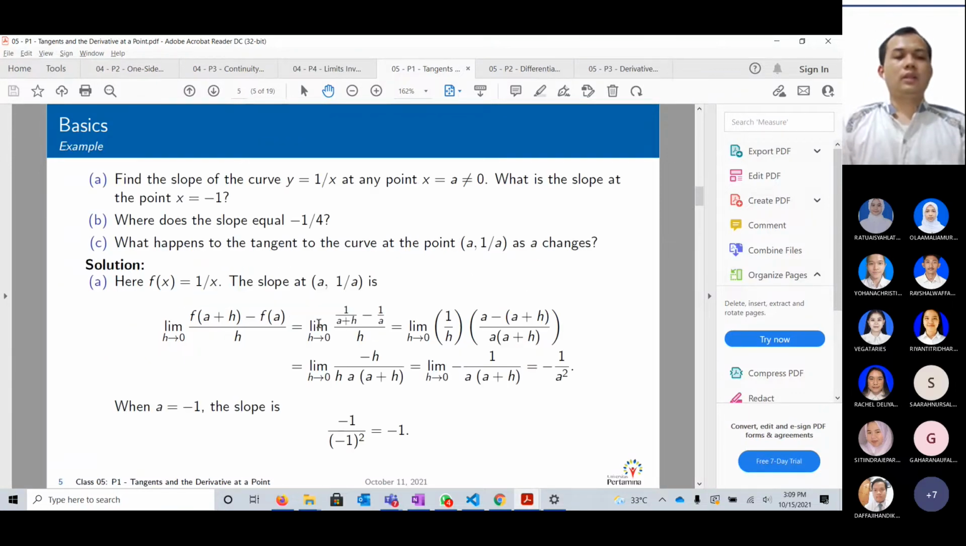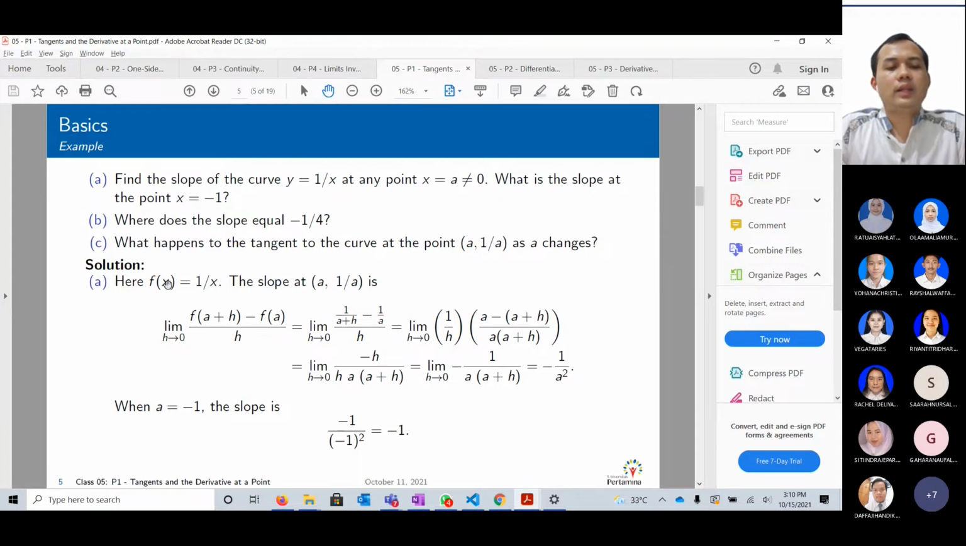Now, for example, first, find the slope of the curve y equals 1 over x at any point x equal to a but not equal to 0. Di sini kita diminta untuk mencari kemiringan dari kurva y sama dengan 1 per x di sebarang titik x sama dengan a kecuali titik 0. And then, what is the slope at the point x equal to minus 1? Kemudian pertanyaannya adalah, apa kemiringan di titik x sama dengan min 1?